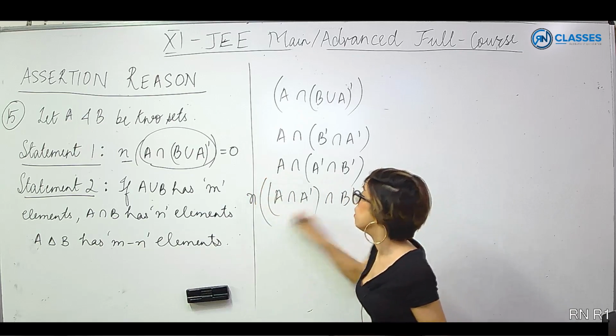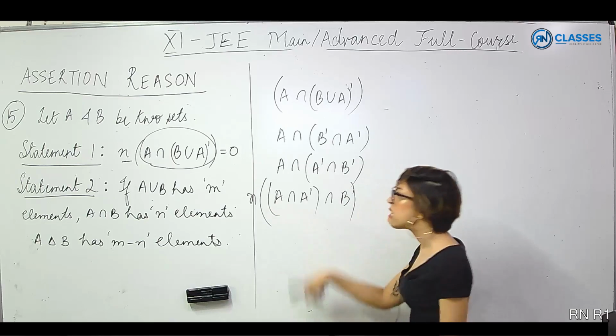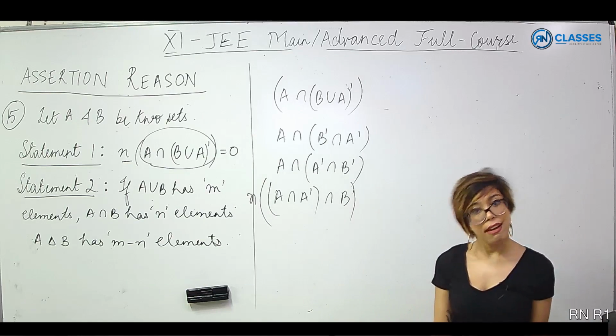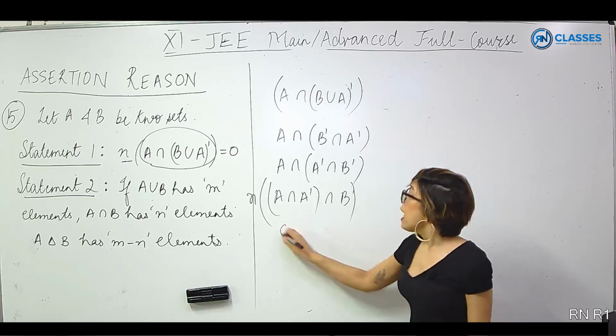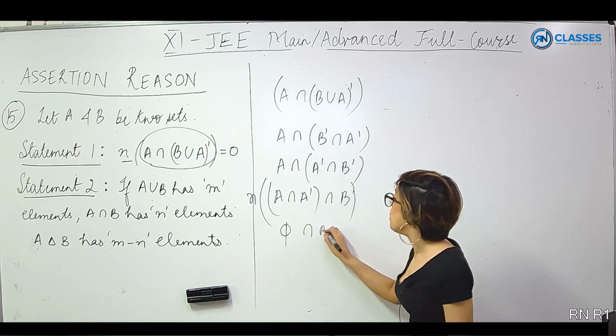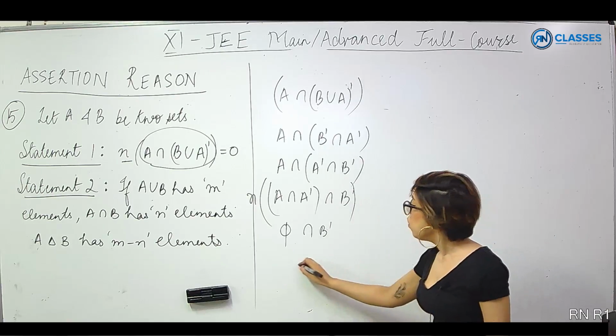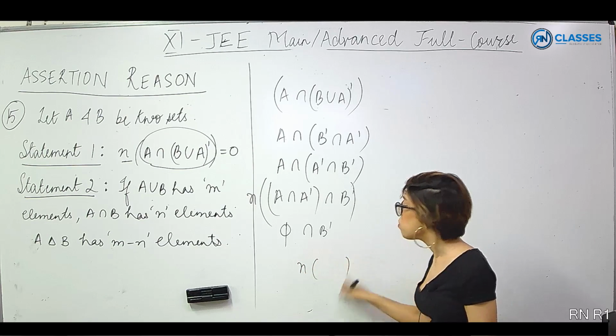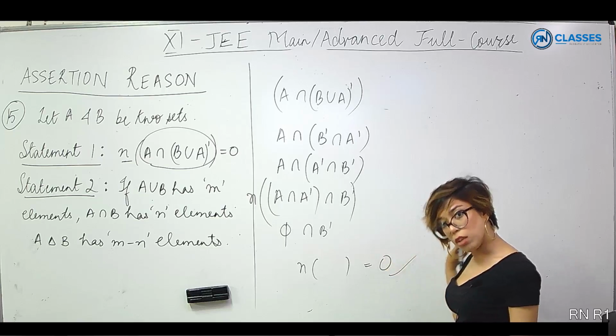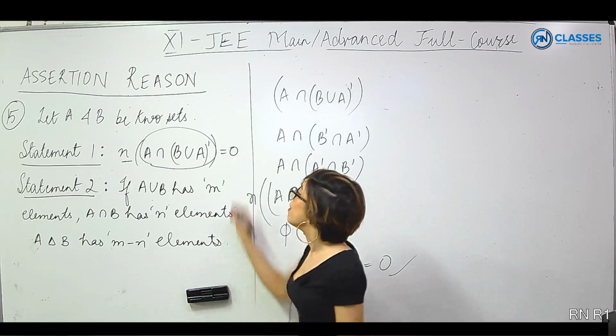Right, number of elements over here. Mind it, A intersection A complement, that is an empty set. Empty set intersection B complement. Empty set intersecting anything will be empty. So the number of elements in the empty set is what? 0. That means statement 1 is true.